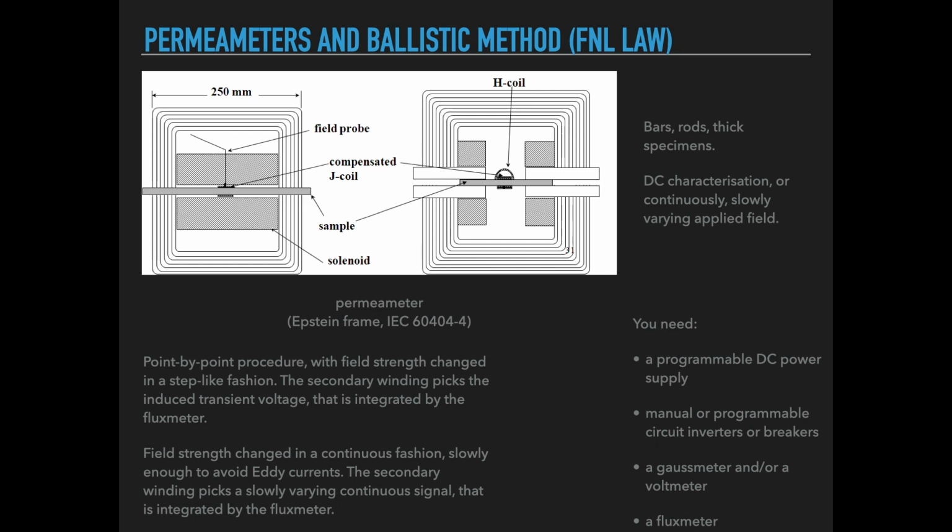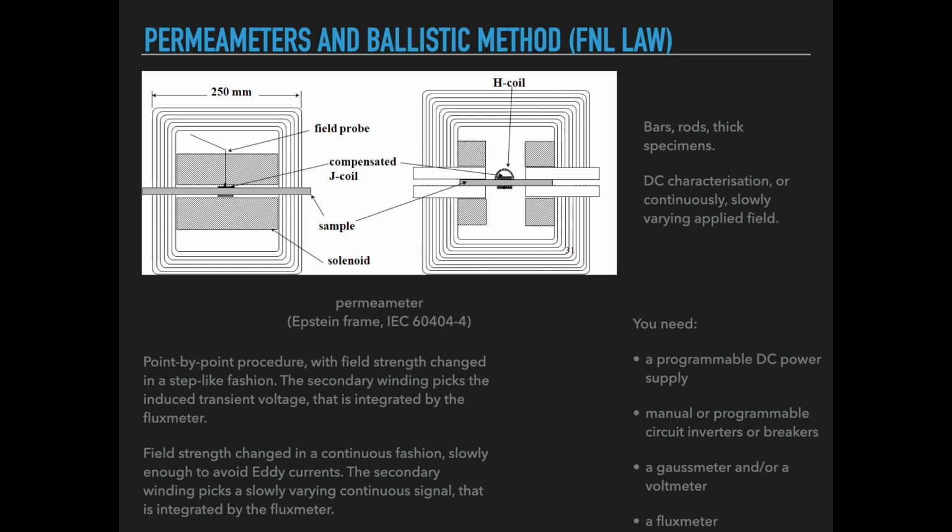The idea is once again to clamp the sample into a magnetic yoke to ensure a closed magnetic path. The magnetic field is generated by a set of suitable coils, and again, coils wound around the sample are used to exploit the Faraday-Neumann-Lenz law and measure the induced voltage. In this case, however, the applied magnetic field has a different time profile. The measurement is done with a point-by-point procedure.